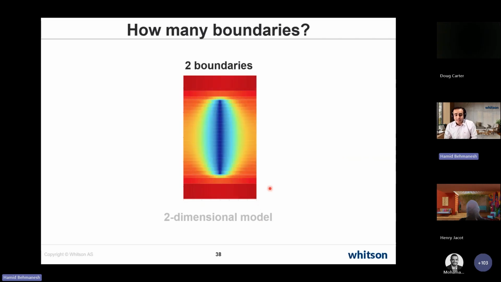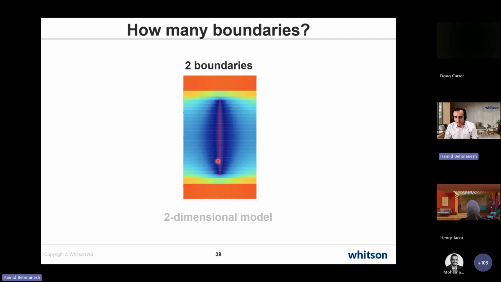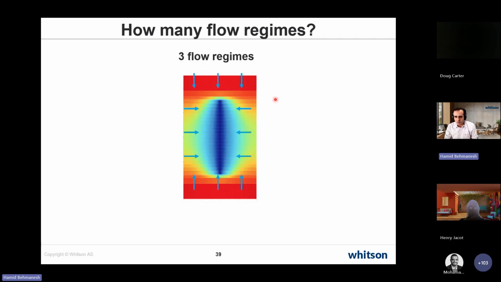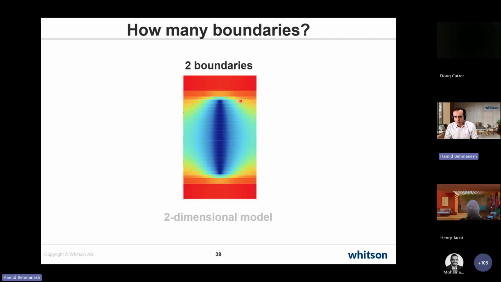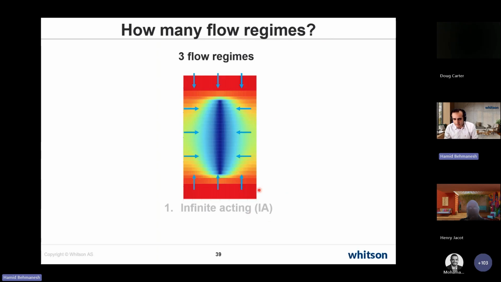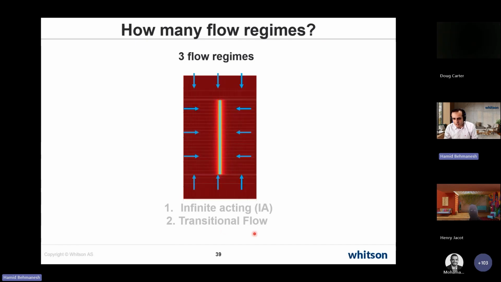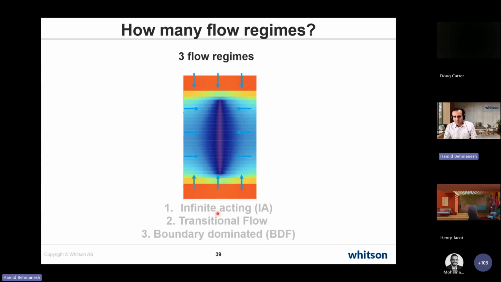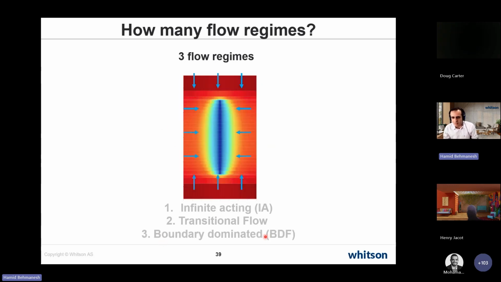We could have more complex cases. In this case, our fracture only extends halfway through the reservoir. So there's a region beyond the tip of the fracture that is also contributing. So it's called two boundaries. One boundary is this boundary, the other boundary is on the top. It's a two-dimensional model. In terms of the flow regime, we start with infinite acting, which is the early part when the pressure only propagates around the fracture. Then it's transitional flow, where not all the boundaries have felt the pressure depletion, especially beyond the tip of the fractures. And thirdly, when the pressure propagates through the whole region, we call it boundary dominated flow.